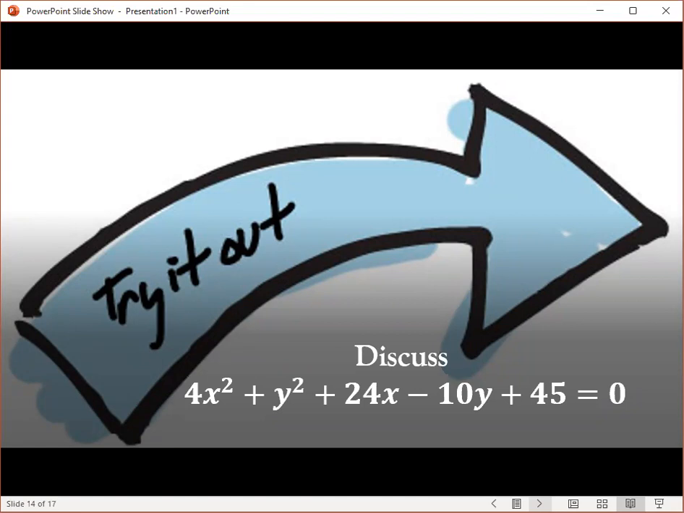Okay, so I'll give you maybe 10 minutes to do this activity. So while answering the activity, you may also take your snacks.